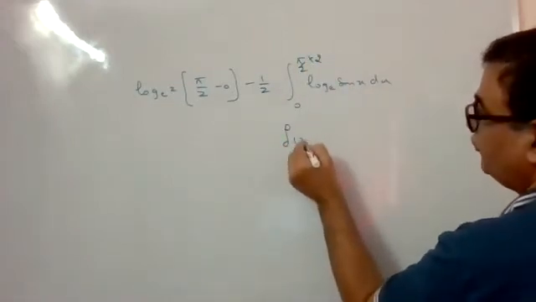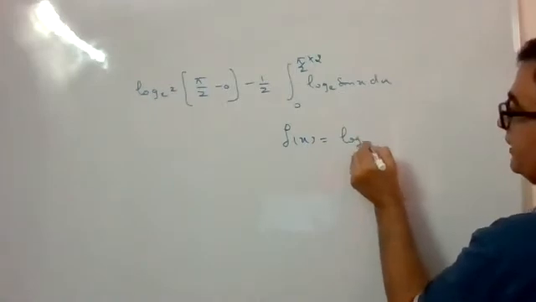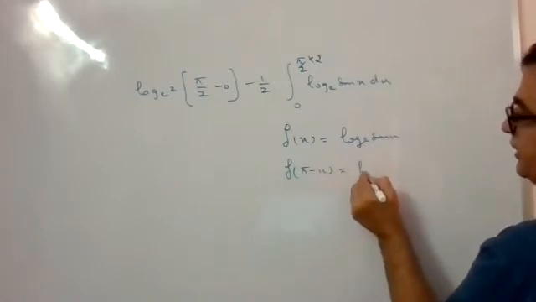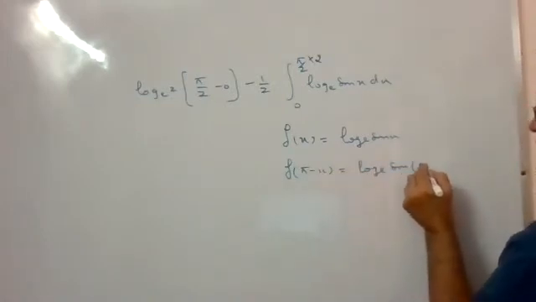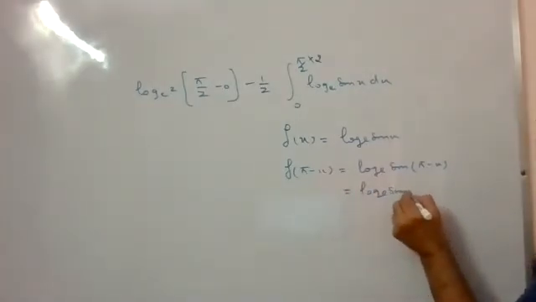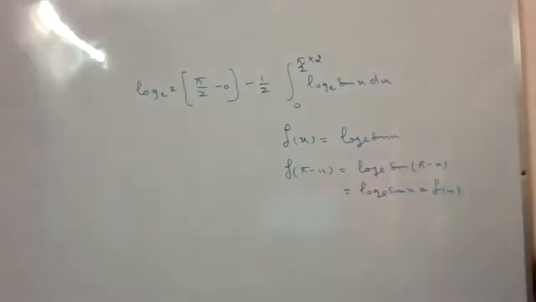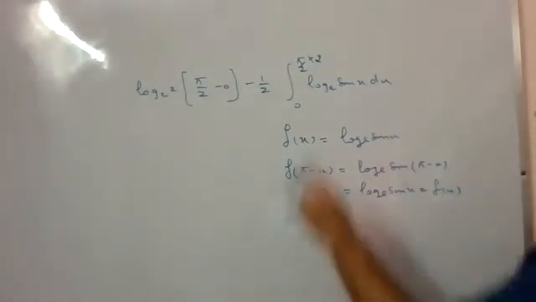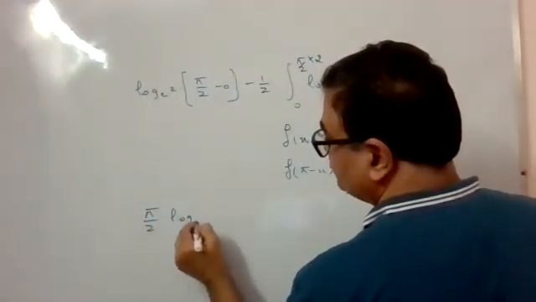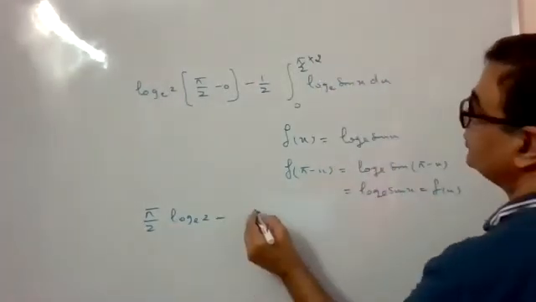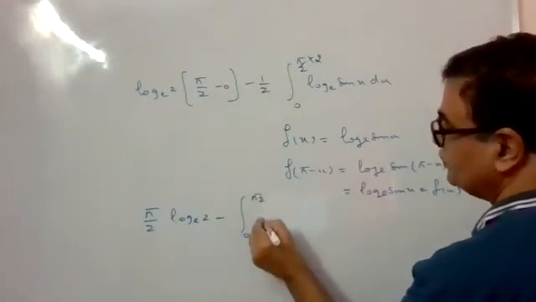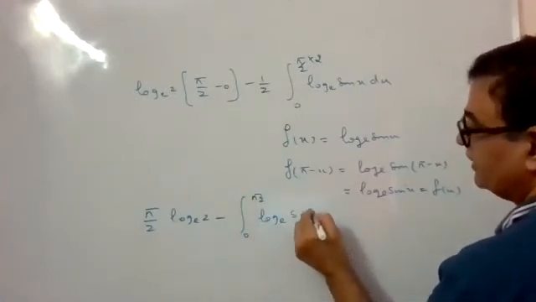And again, if f of x comes out to be log sine x, then f of pi minus x, if I take, it will be log sine of pi minus x, which is coming log of sine x, that is coming f x. So what does that indicate? This 2 again goes out. So first is pi by 2 log 2 minus this 2 when goes in multiple, half and 2 cancel out, left is only 0 to pi by 2 log of sine x dx.